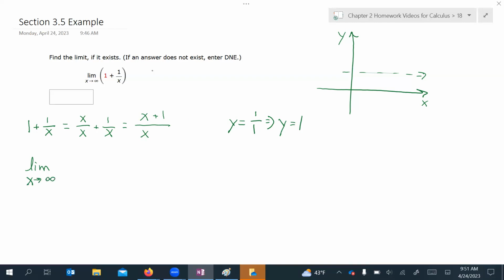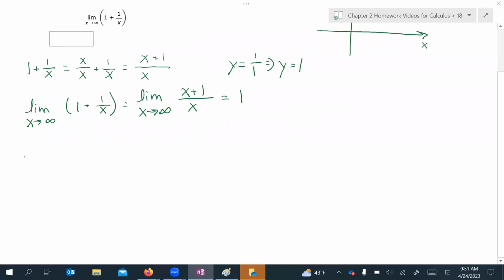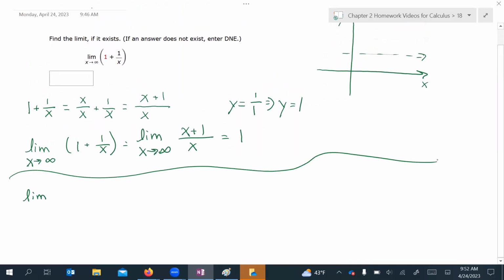For this, we changed our original problem of 1 plus 1 over x into the limit as x approaches infinity of x plus 1 over x, which based on our rules of algebra, we know is going to equal 1. That function is going to approach 1. But like I said, we could also have done this using strict limits.